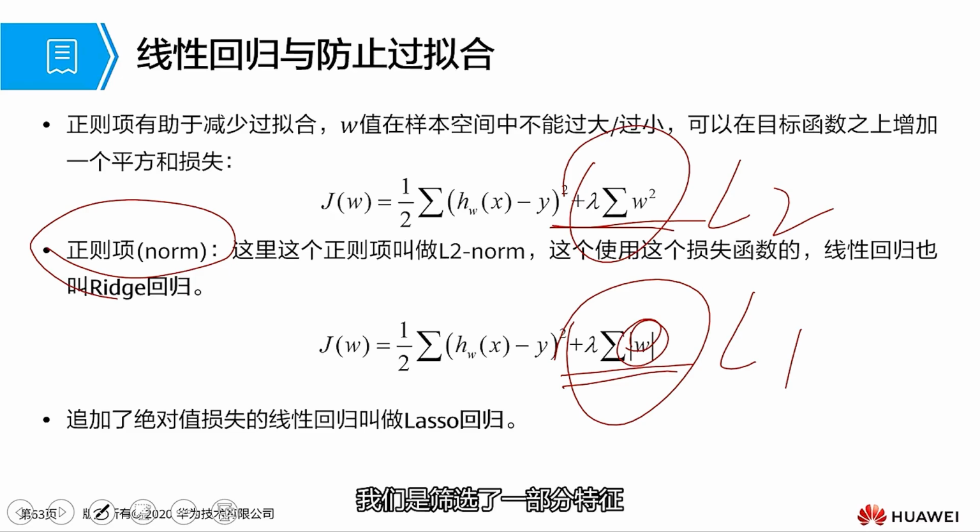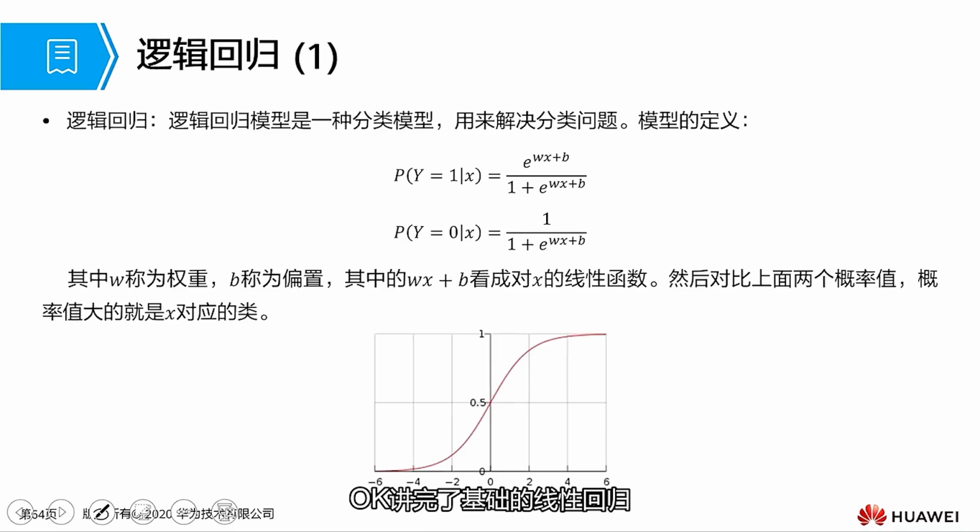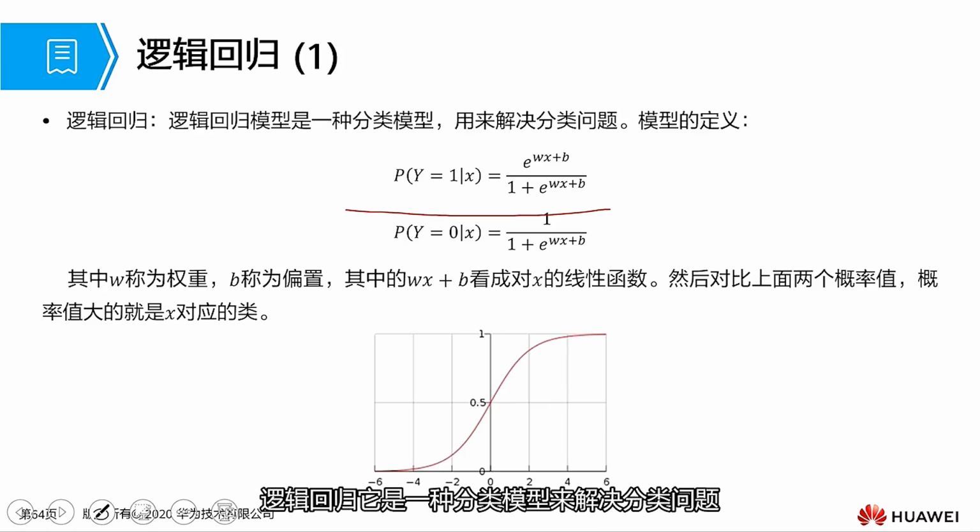Okay, that's the end of the basic linear regression. Let's take a look at logistic regression. This is the mathematical formula for logistic regression. Logistic regression is a classification model that solves classification problems. It has intricate connections with linear regression. In other words, it is based on linear regression, with a change made.